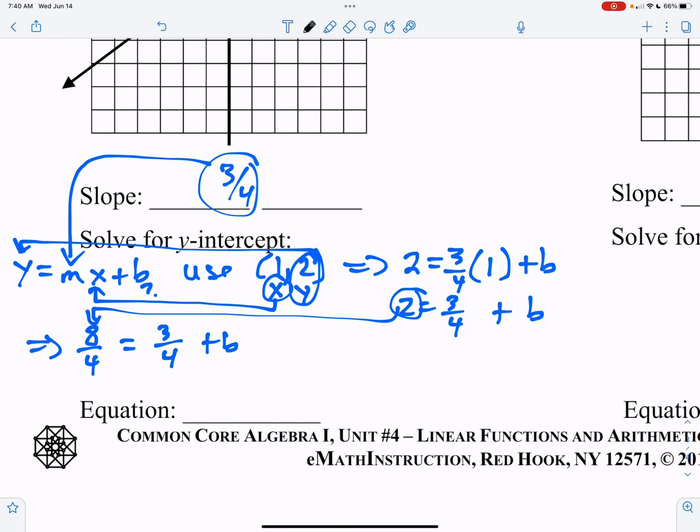Now in order to get b by itself, I'm going to subtract 3/4 from both sides. And I get b is equal to 8/4 minus 3/4, which is 5/4, right? Or 1 1/4.